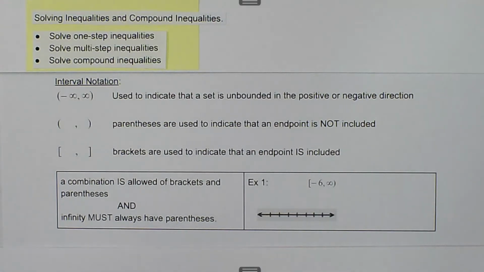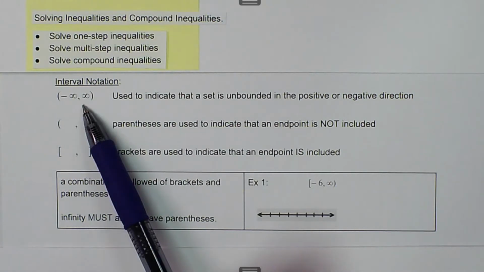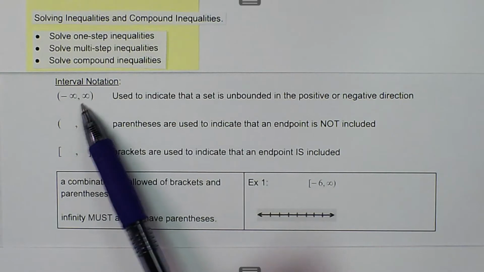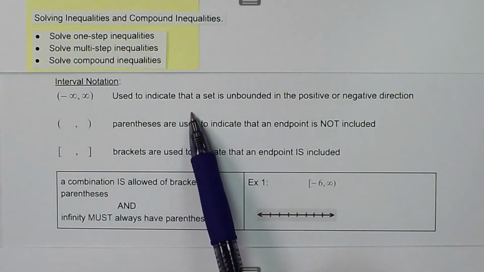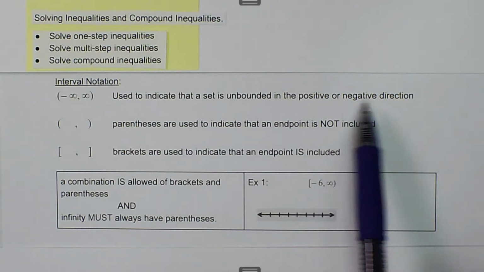We're talking about solving inequalities and compound inequalities, and we need to be able to talk about interval notation. So we have different ways that we can display our answer. In interval notation, you're either going to use parentheses or brackets. If we're talking about going to infinity, like there's no bound, that is used to indicate that the set is unbounded in the positive or negative direction.